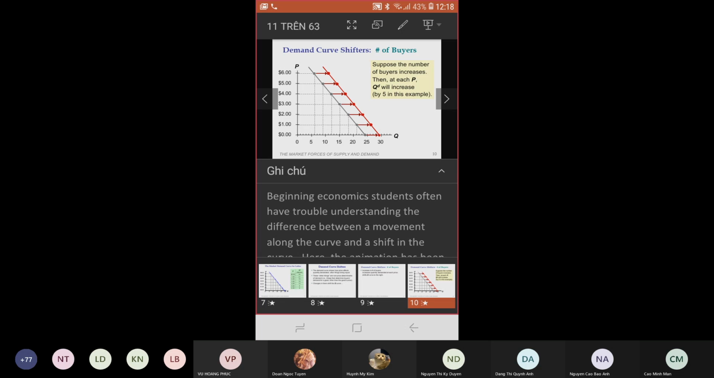Higher number of buyers, we can set the new point of demand to the right hand side, and then we link them together. We get the new demand curve. So our conclusion is that when the number of buyers is higher, demand is higher, and the demand curve shifts to the right.